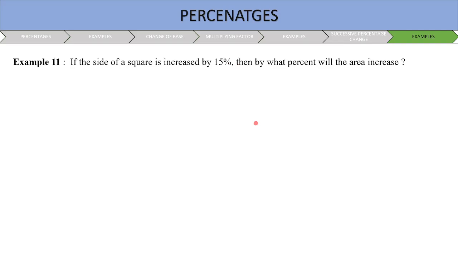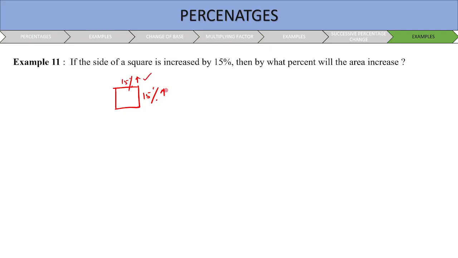If the size of the square is increased by 15%, then what will be the percentage increase in the area? Whenever you consider a square, the size is the same across all four sides. If there is a 15% increase here, there is a 15% increase here also.